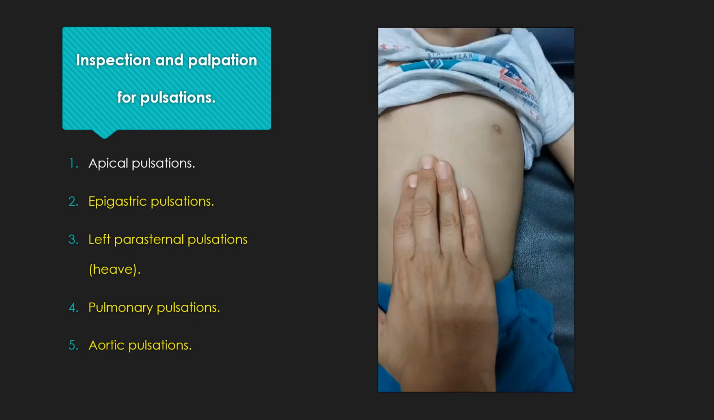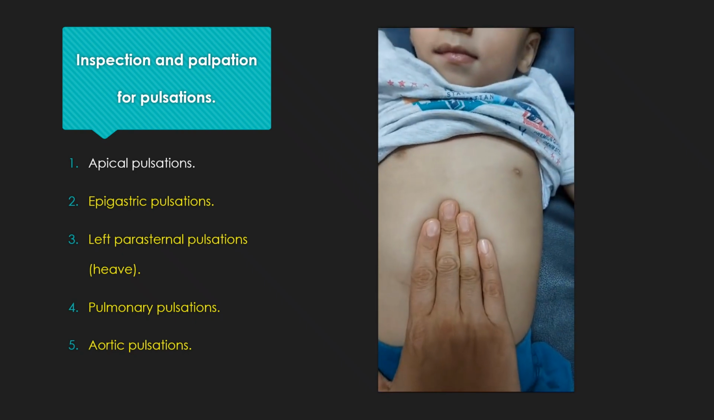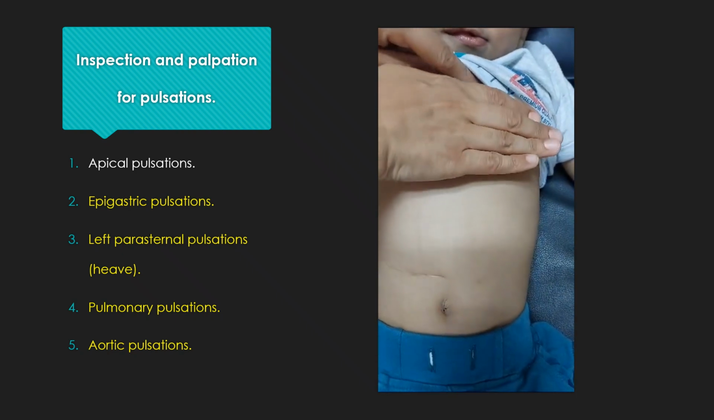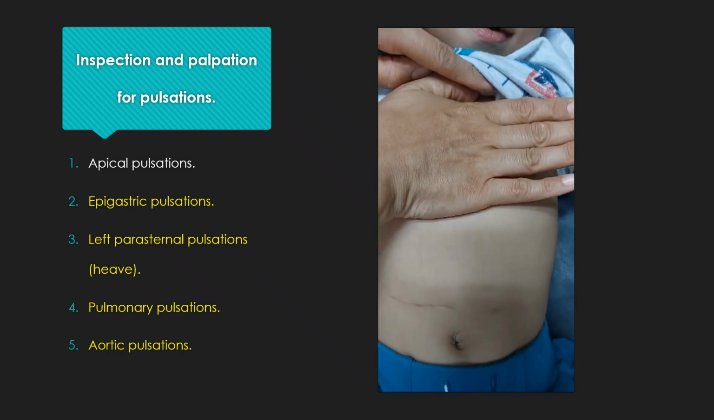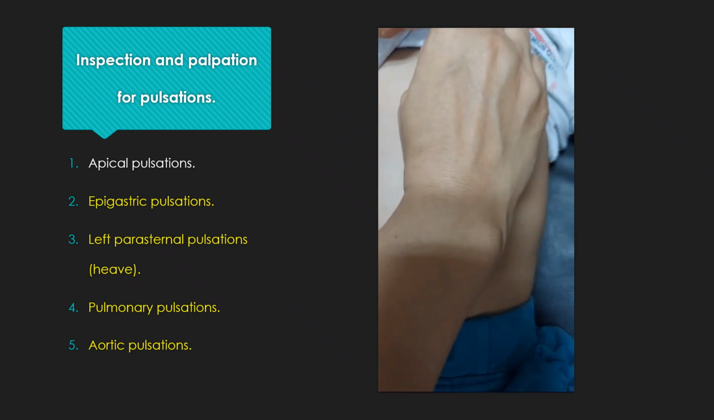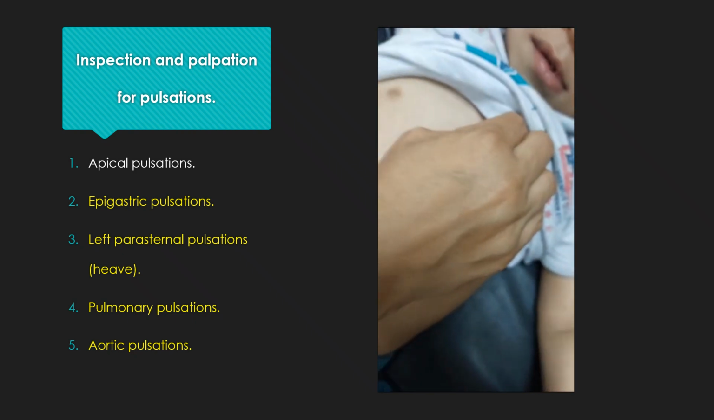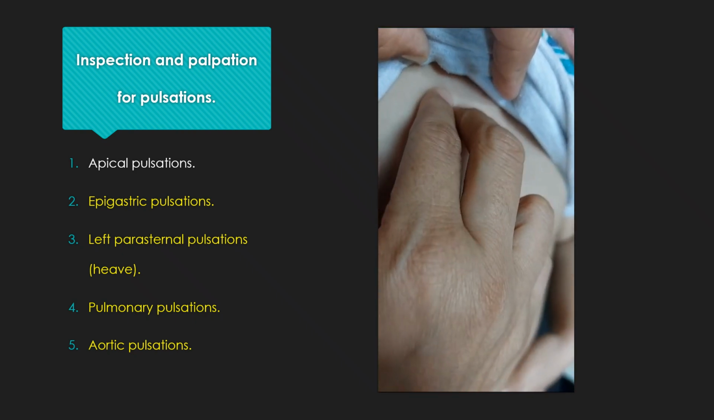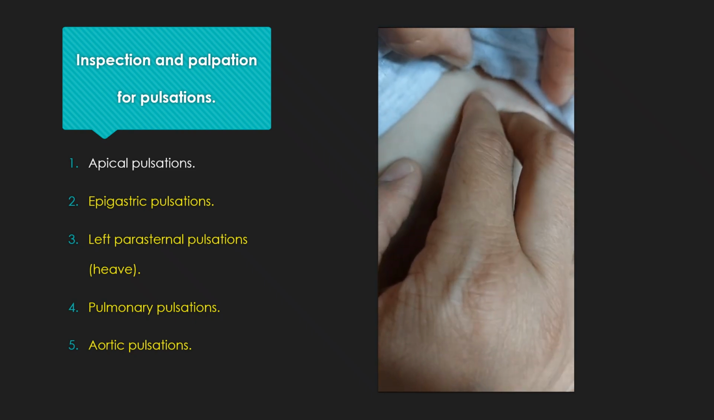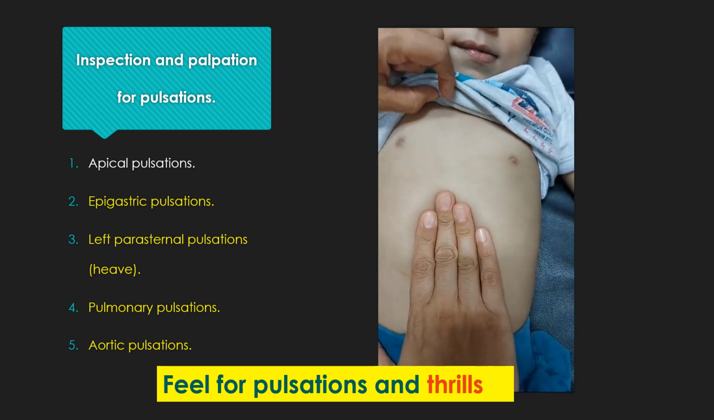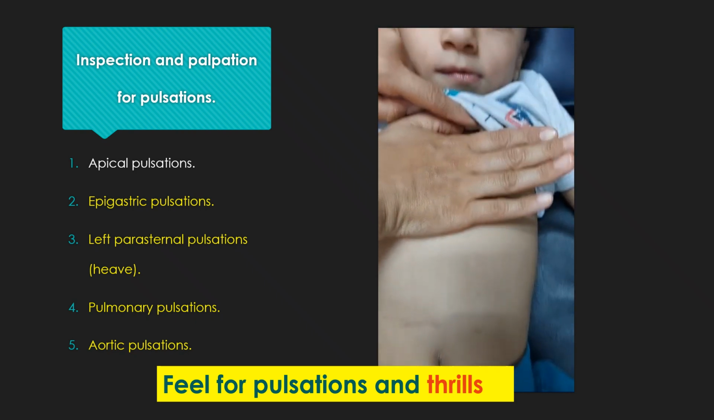Next, we have to palpate for other pulsations, including the epigastric pulsations in the subcostal area, and then the left parasternal pulsations or heave, and then pulsations in the pulmonary area or the aortic area. At these areas, we are feeling for pulsations as well as for the presence of thrills.